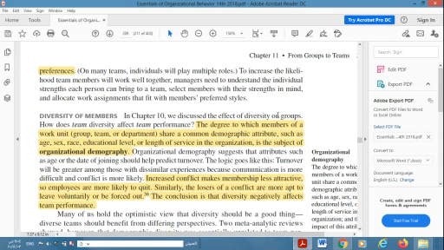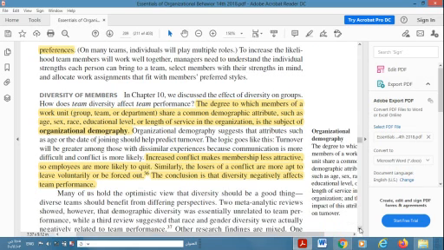Diversity of members. How we can define the diversity, the degree to which members of work unit, group, teams, or departments share a common demographic attribute such as age, sex, race, educational level, or length of service in the organization. This is called organizational demography. وهذه واحدة من اللي هو أنواع diversity.